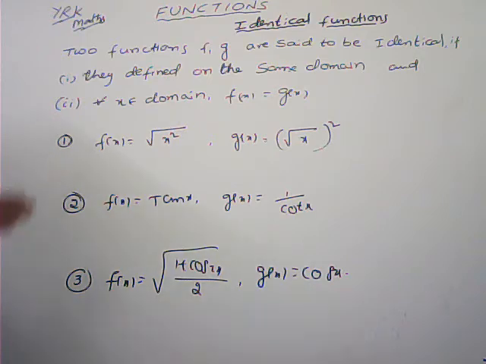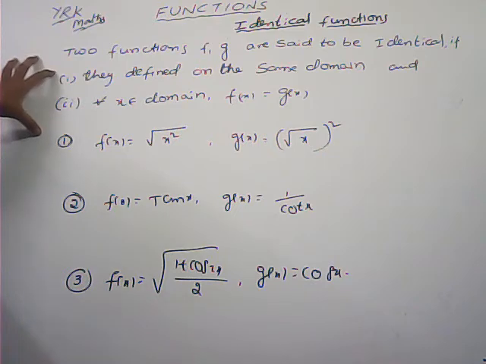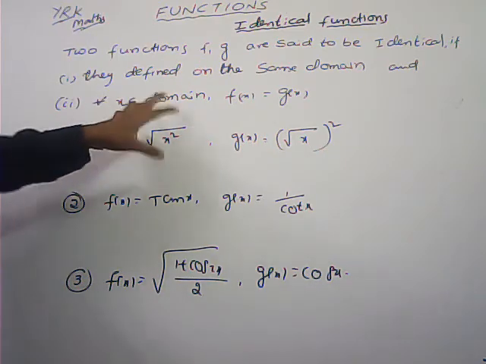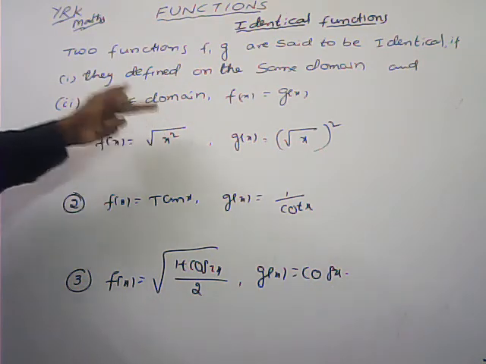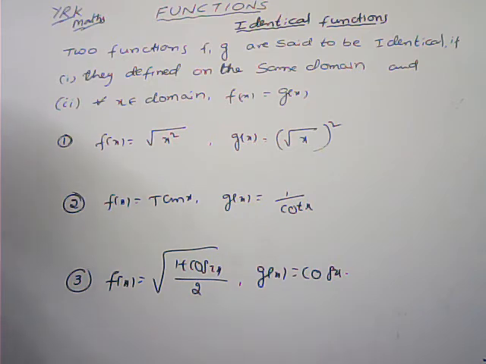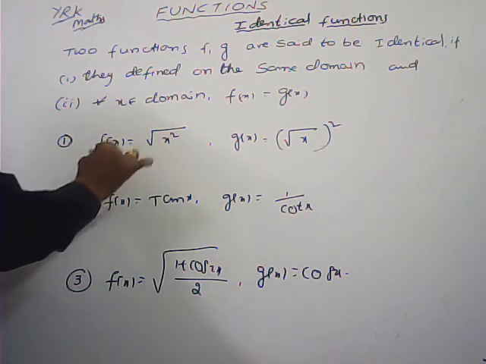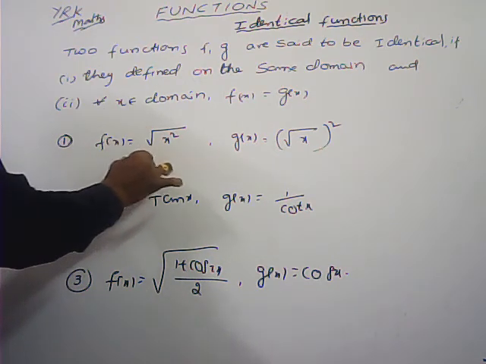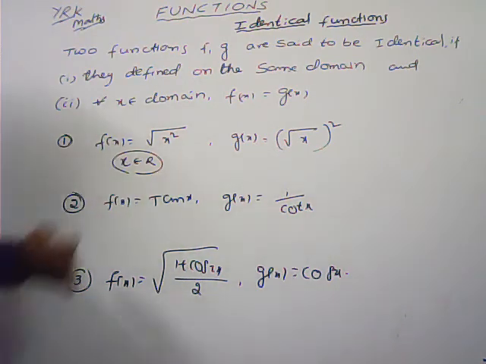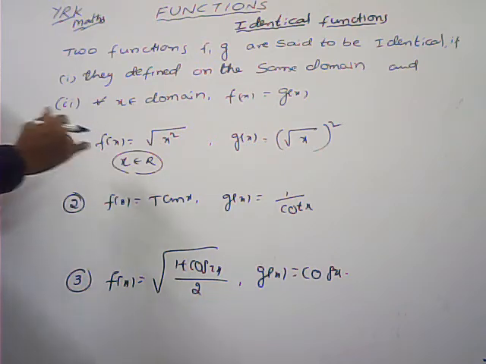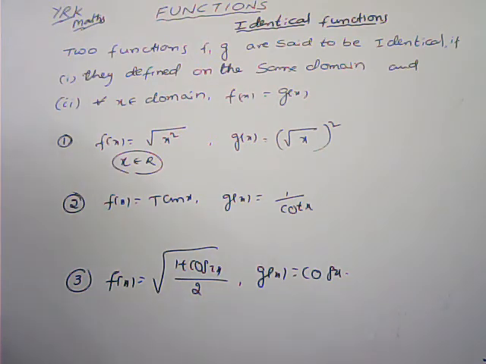Now, here some questions are given. Are they identical or not? Here what are the conditions? They should be defined on the same domain, and for every x belongs to domain, both the functions should have the same range. Now by observing this one, root of x square, this function exists for every real value. Instead of x you can put any real value. That one becomes positive only. So the square root exists for every real value.